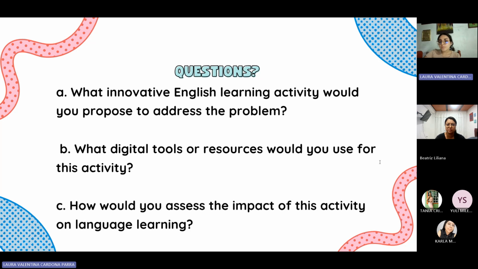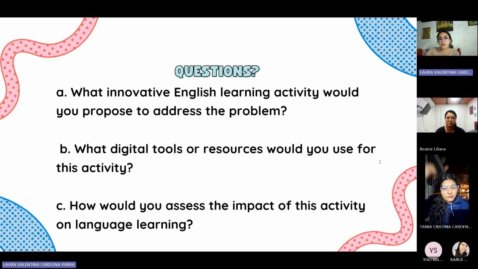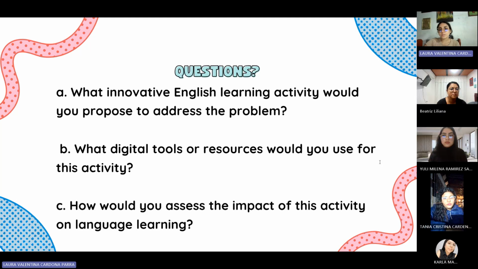How will you assess the impact of this activity on language learning? I evaluate this with a little satisfaction survey at the end of the class, but if the students understand the class and get the idea, it would be reflected in the quiz about the class.